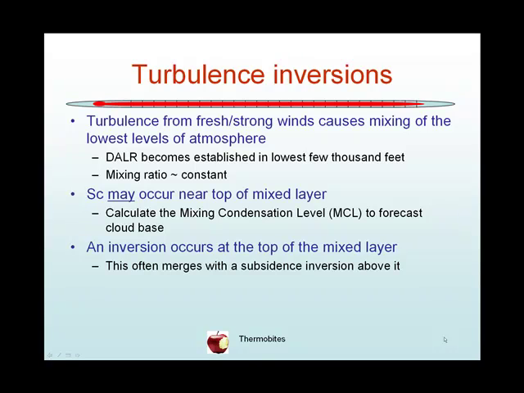Turbulence inversions. Turbulence from fresh to strong winds can cause mixing of the lowest levels of the atmosphere and establishes a dry adiabatic lapse rate in the lowest few thousand feet and a constant mixing ratio. If there's a mixing condensation level below the top of the mixed layer, stratocumulus may occur. An inversion results as there is a discontinuity between the air above the mixed layer and the air in the mixed layer after mixing.